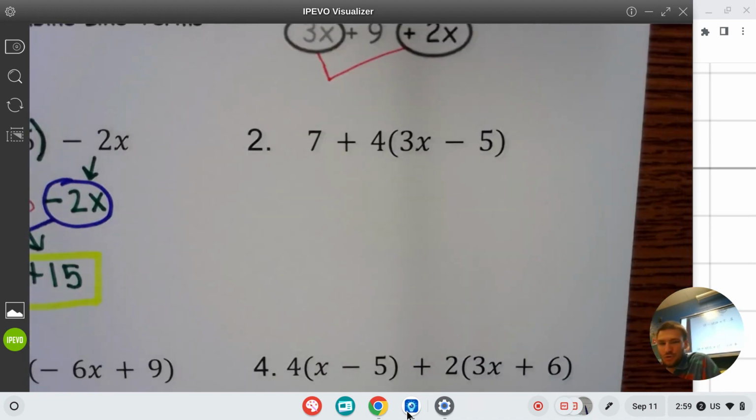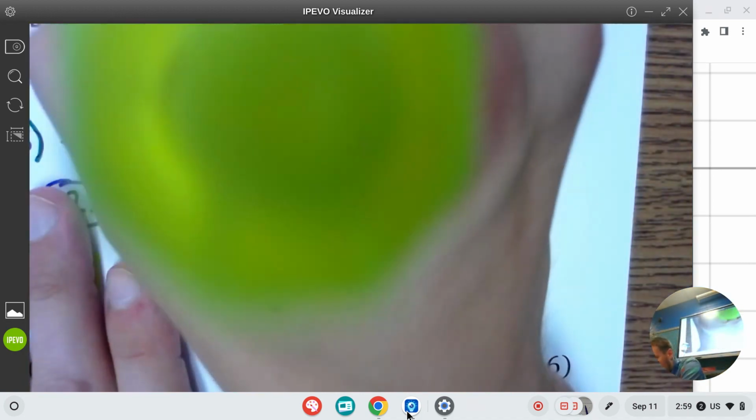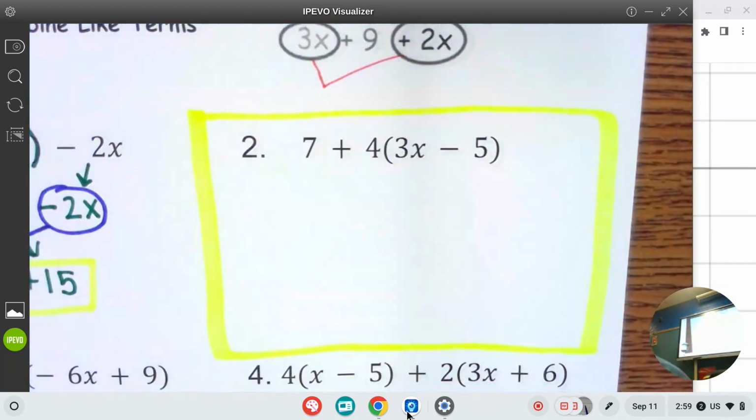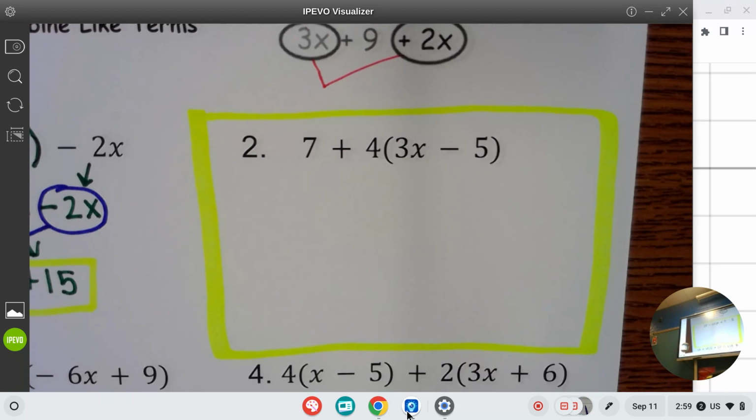Now, number 2. I'm going to take my highlighter and I'm going to go around number 2. I got it, Miss Eason. Sorry. I'm going to go around this question.